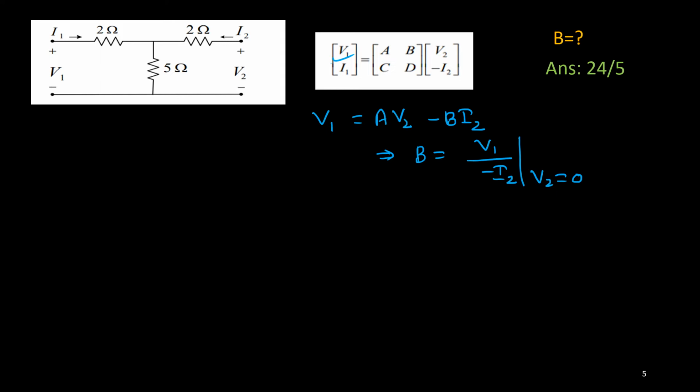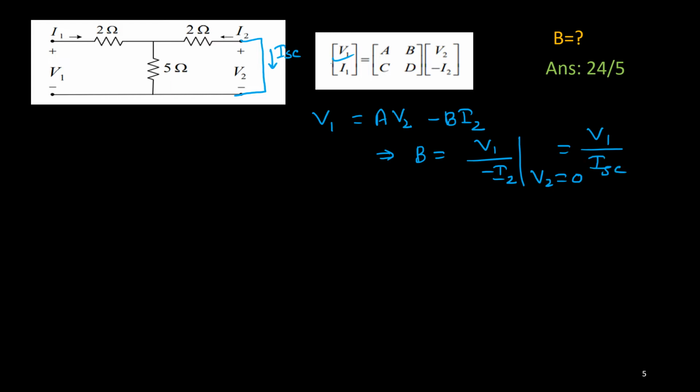If we make V2 equal to 0, the first term will vanish. So B will be V1 upon minus I2. This ratio we need to find, V1 upon minus I2, with the condition V2 equals 0. V2 equals 0 means short circuit, output side shorted. If this is your I2, then this side current will be minus I2, so I will consider that current as the short circuit current, ISC. So this I can write as V1 upon ISC.